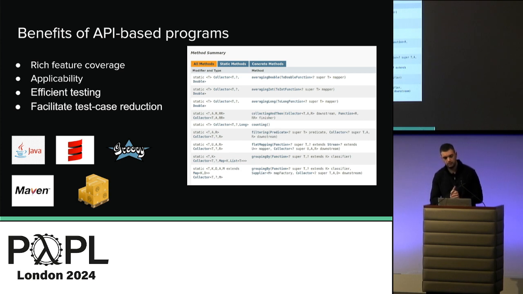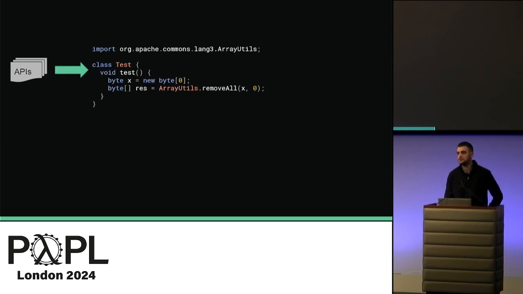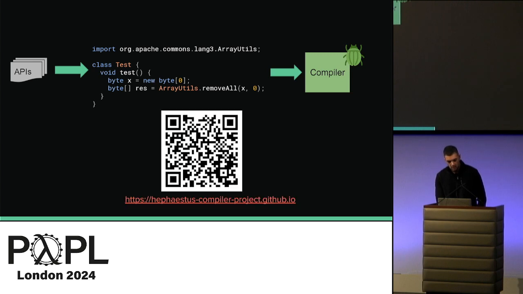And our evaluation confirms our insights regarding the benefits of API-based programs. So to conclude, we introduced Thalia, an approach that takes an API and produces a small client program in order to stress test compiler implementations. This is the page of our project. If you want to learn more details, feel free to follow this link.